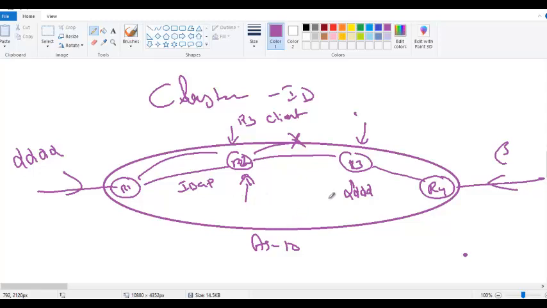Now, one good news is this beta that is coming here, comes here. It will come here, beta. But I have not configured R2 as a client. I have not configured R2 as a client. Then how does beta come to R2? That is what is called a passive client.